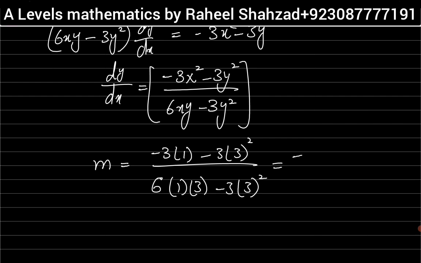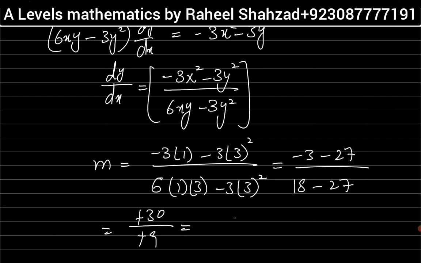That is equal to (−3 − 27) divided by (18 − 27). So that is −30 divided by −9. So that is 3 tens and 3 threes. So 3 whole 1 by 3 is your slope, or 10/3, right?